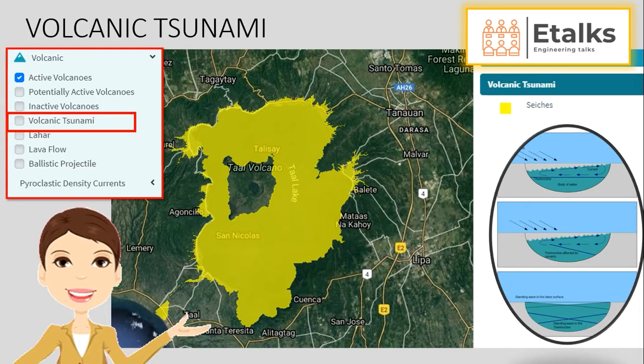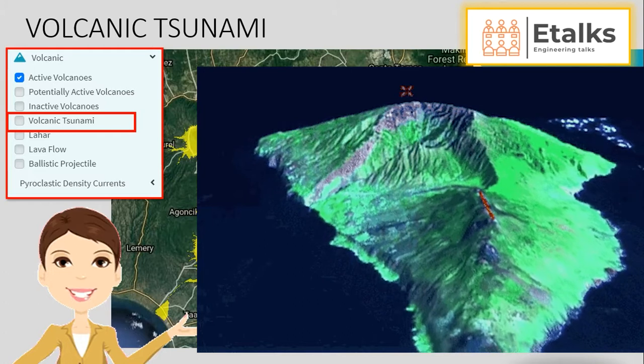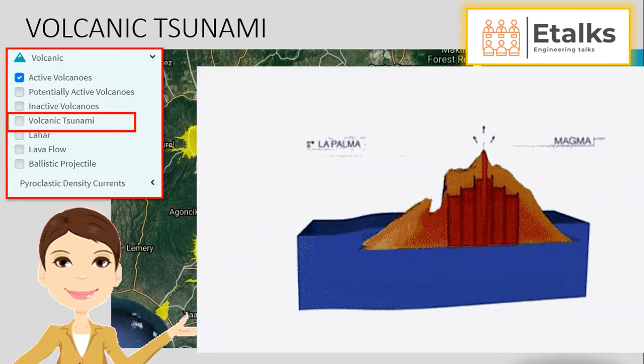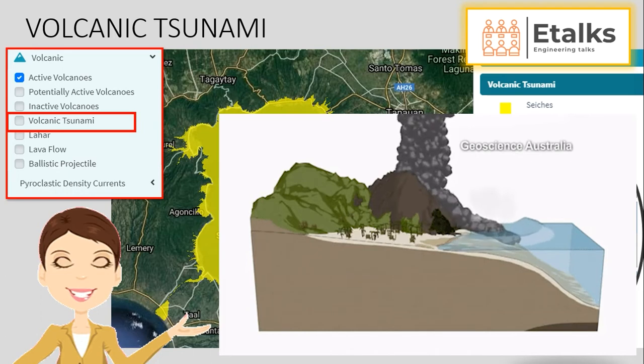Volcanic tsunamis. Volcanic tsunamis can result from violent submarine explosions. They can also be caused by caldera collapses, tectonic movement from volcanic activity, flank failure into a water source, or pyroclastic flow discharge into the sea.